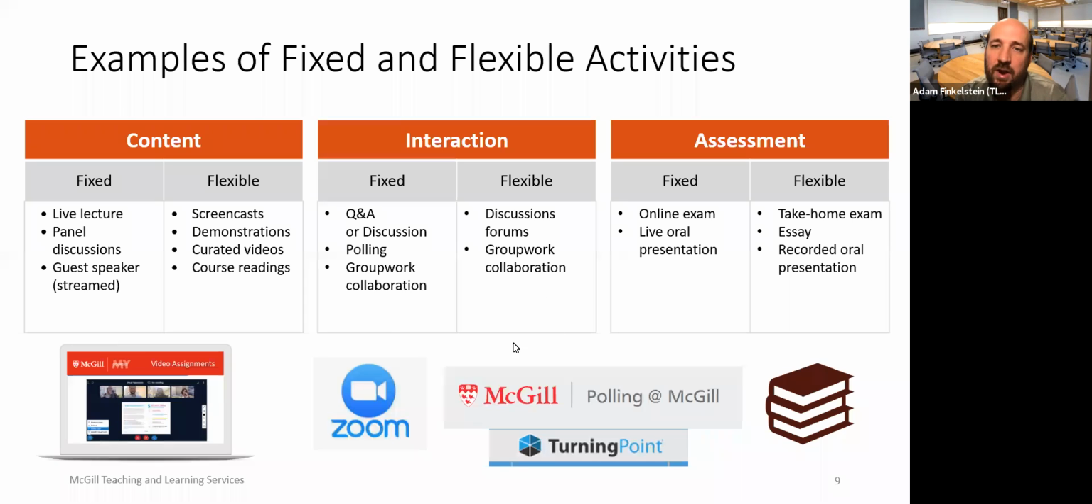I do want to point out a couple of other important things about differences between fixed and flexible. Under interaction, a good example of fixed interactions are polling, group or collaboration that's at a specific time. These are the types of interactions, Q&A, ask and answer. These are types of things that are going to be fixed interaction points within your course. And then of course we've got with flexible, the idea of discussion forums, group work that's occurring, let's say in online forums where there's a back and forth and you don't have to be there at that moment, at that time.